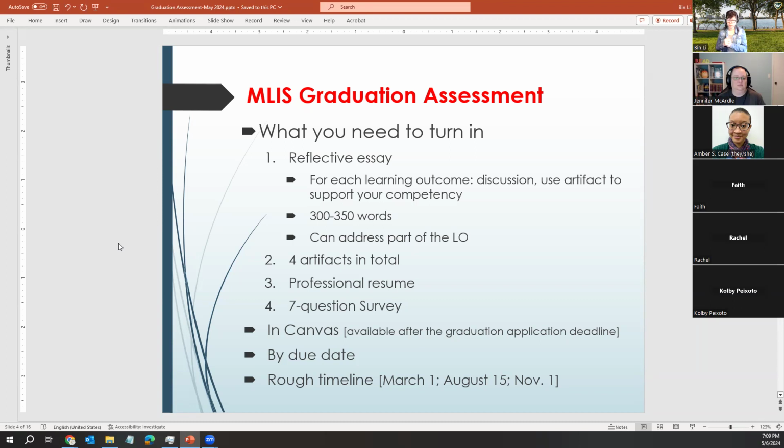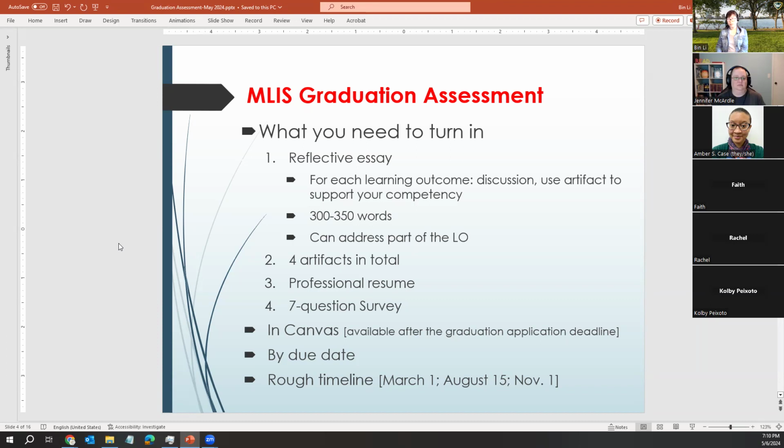The reflective essay is a kind of formal essay in terms of it has a cover page, introduction, the narrative you write, and then references. It's kind of formal, with introduction, conclusion, and references, but it's also a first person narrative. So it's a kind of reflective essay.